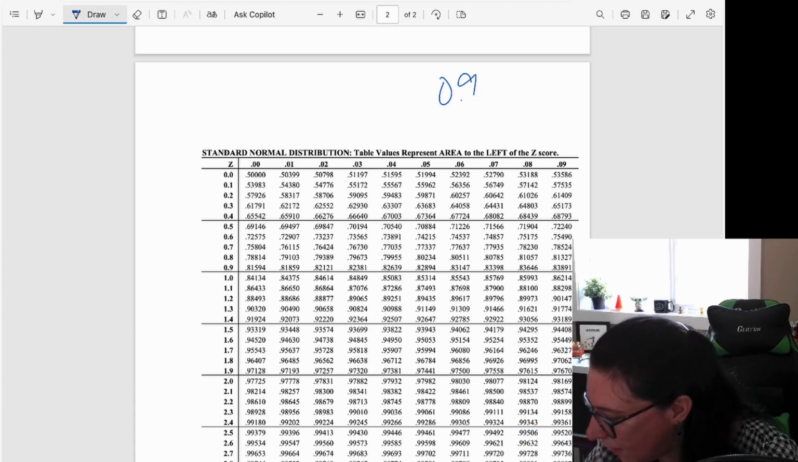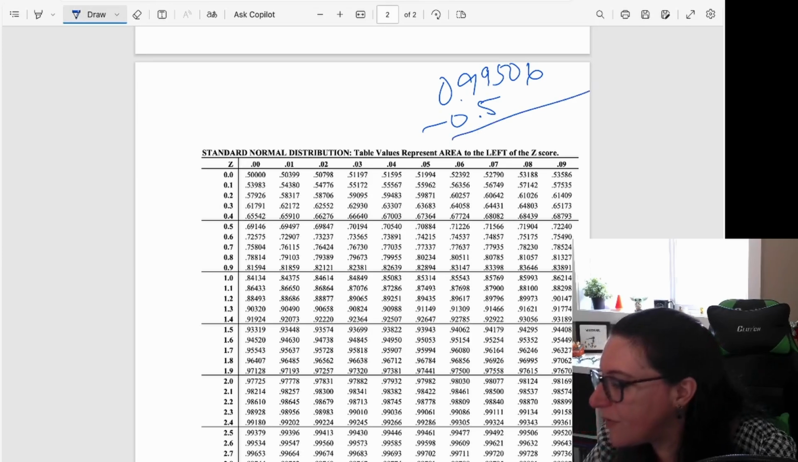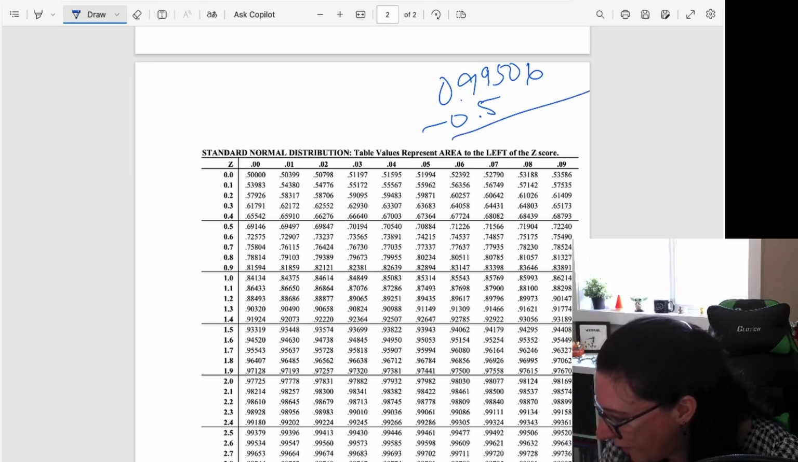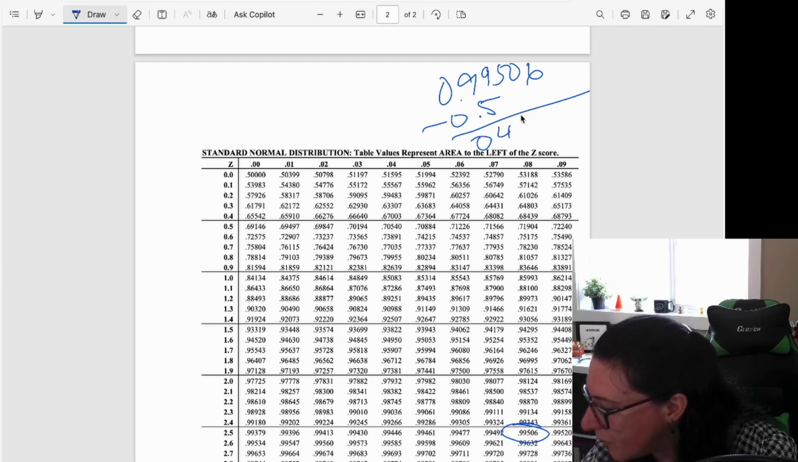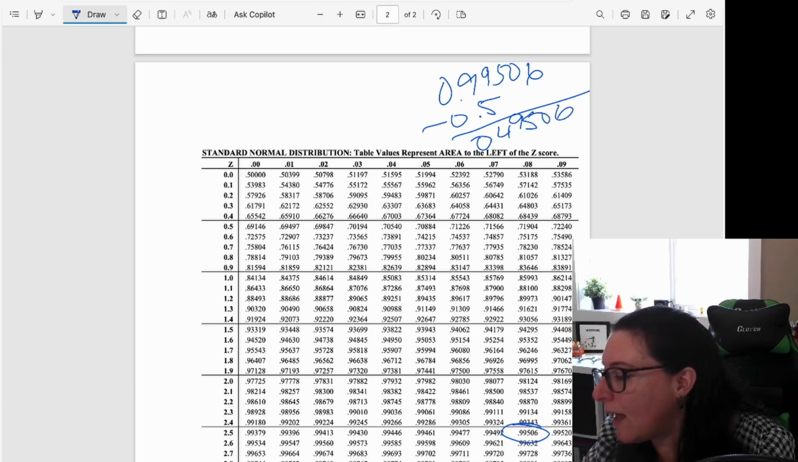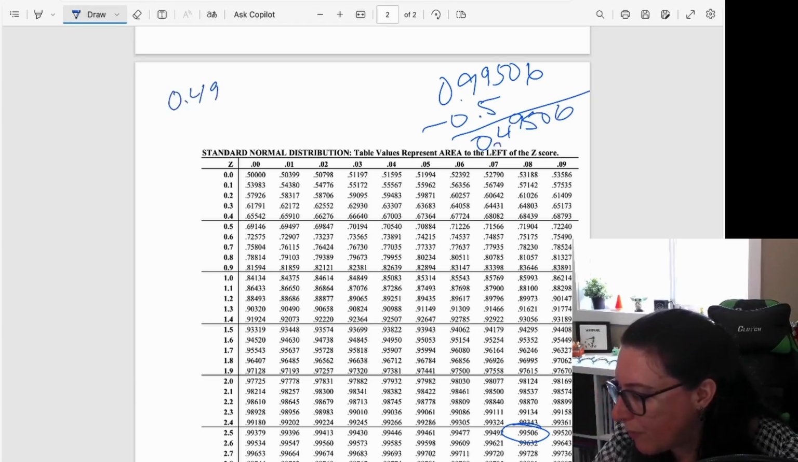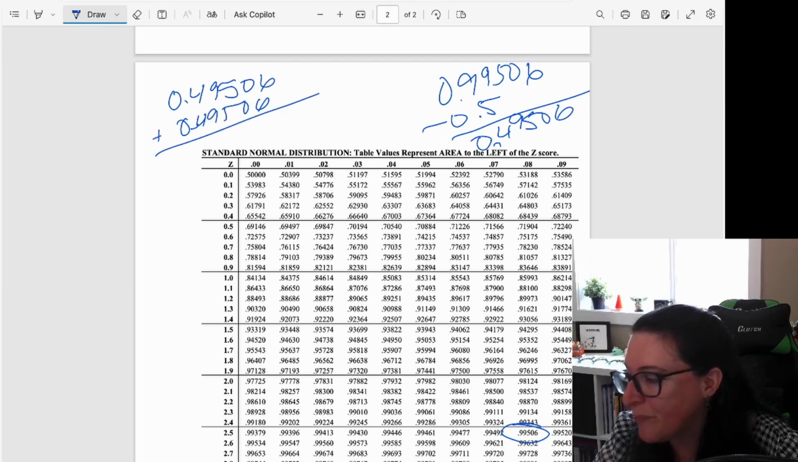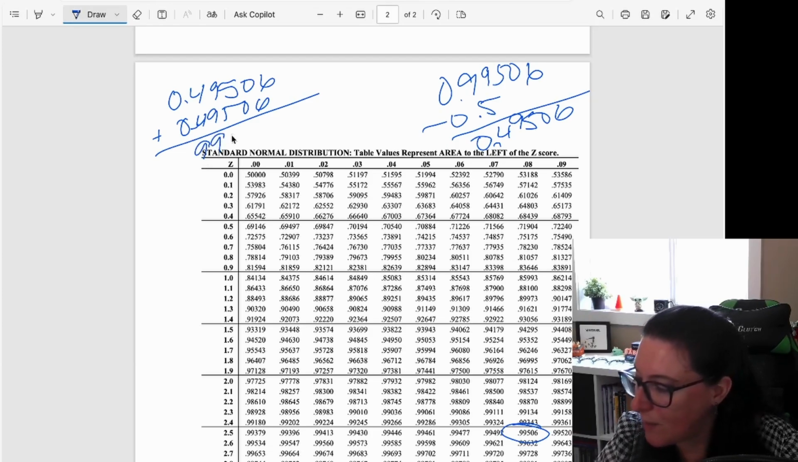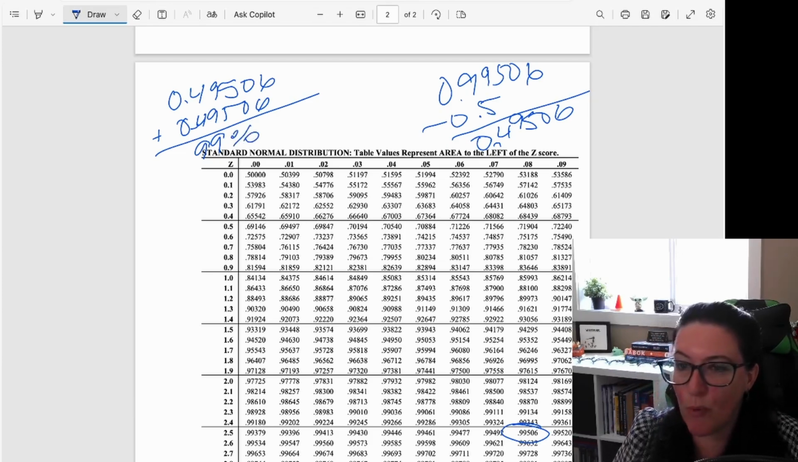Here we go. 2.58, 0.99506 minus 0.5, right? What do we get? 0.49506. And then you multiply that times 2, so 0.49506 plus 0.49506, and this is what, 98, 99. So you can see how we're getting to 99% at 2.58.